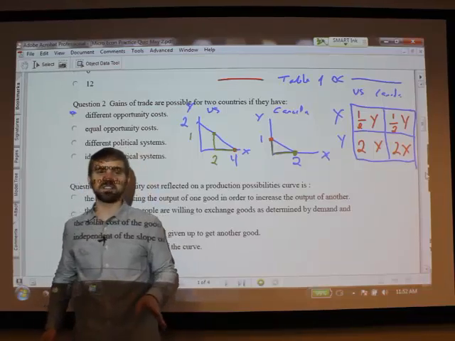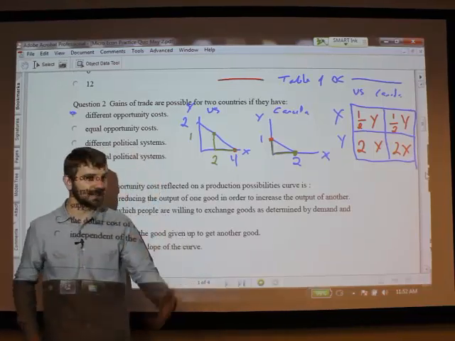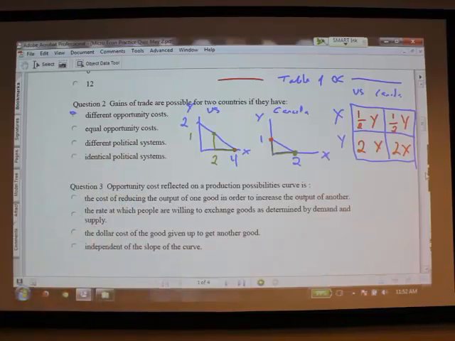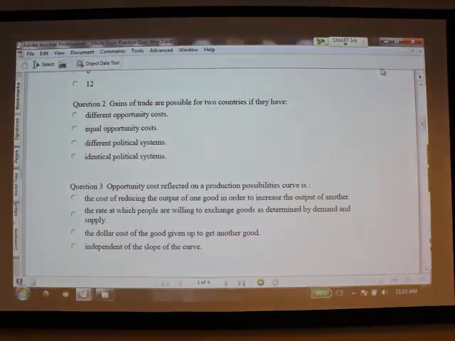And so again, this suggests that diversity is a good thing. If you have different opportunity costs, you can gain from trade by specializing in the production of the good in which you have a comparative advantage. But here, you don't have a comparative advantage in anything because your opportunity costs are the same, therefore you can't gain from trade. Okay, question 3.